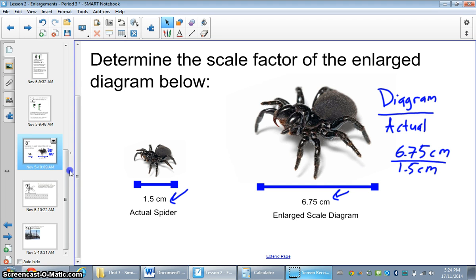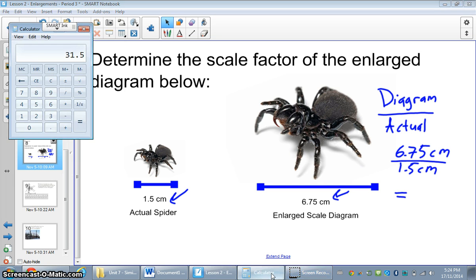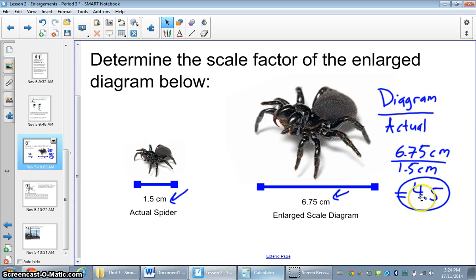So remember, we have to divide these, and what do we get? Let's punch it in here. We go 6.75 divided by 1.5. We get 4.5. So that means that the diagram of the spider is 4.5 times bigger than the actual spider. That's also the scale factor.